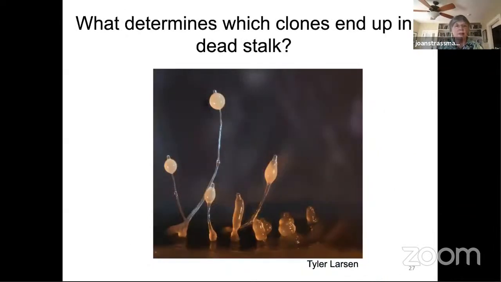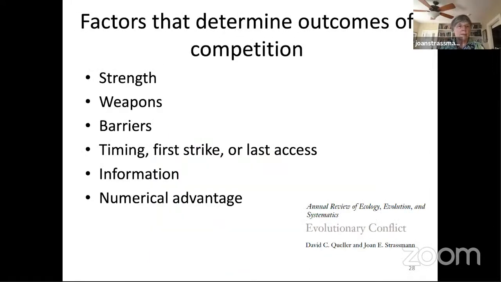So we then asked the basic question of what determines who wins and who loses. And so for this, we then again turned to our knowledge from animal behavior, that if you look at a competition, you could have strength, weapons, as we heard about last week, barriers, could be timing, first strike, last access, information, or numerical advantage.